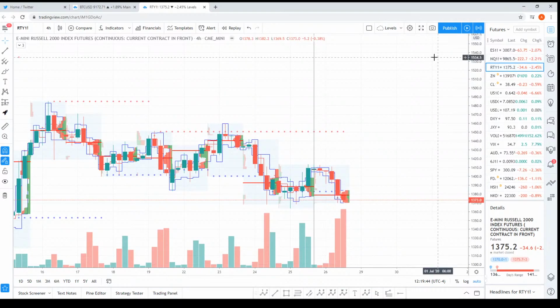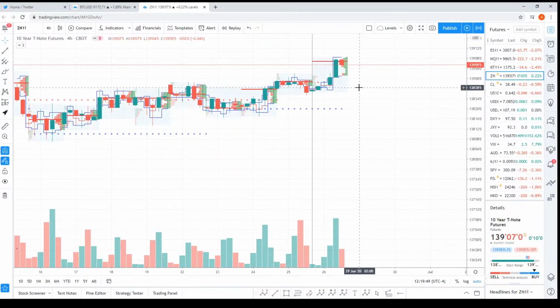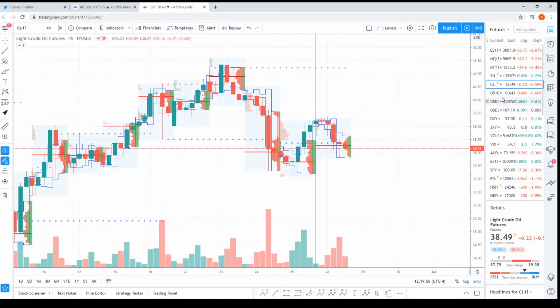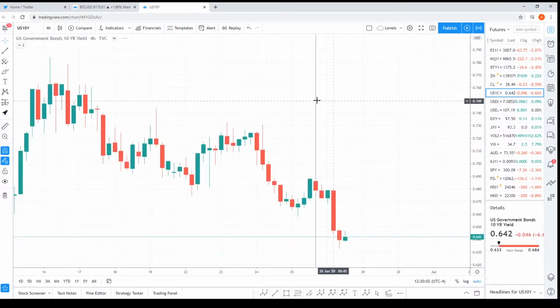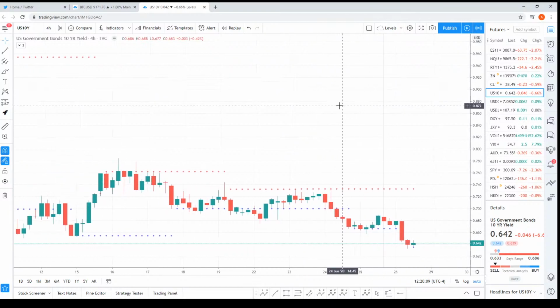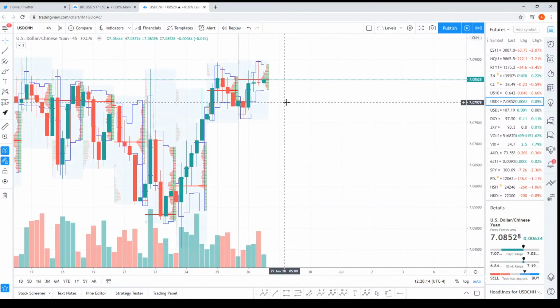I've got RTY. This is for the Russell small caps. I've got ZN. These are the 10-year notes, bond futures. I've got CL, which is light crude. I'll also sometimes use US oil instead of this, but this is usually what I use. I've got the US 10-year government bond yields. This is the main yield that I trade against. I've got the US dollar against the Chinese yuan.